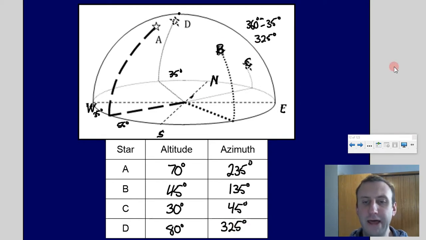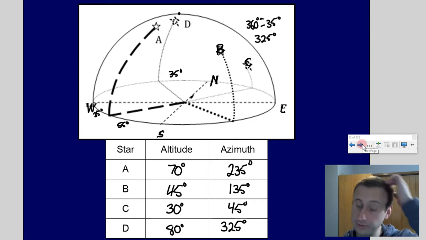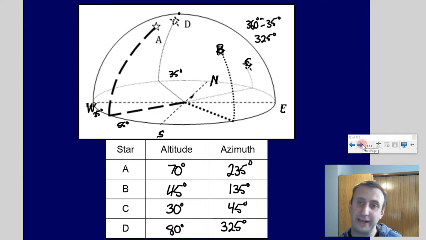All right, hopefully that made sense. That's kind of how altitude and azimuth works. And you will see questions on your unit test for this, where you're going to find the altitude and azimuth for different celestial objects, but we're also going to get some more practice on it as well.